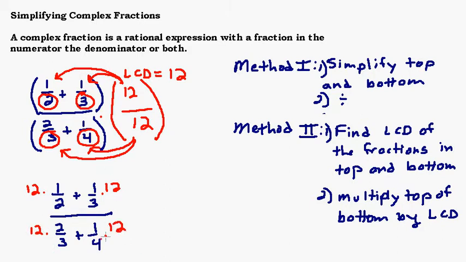Now you can just start off and write it this way. When you multiply the top by 12 and the bottom by 12, you're multiplying every term by 12. That's another way to think about it. Well, let's see what we get.